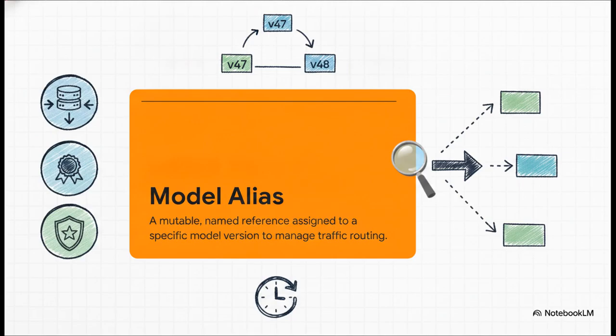Imagine hard-coding model version 47 into your app. You'd need a massive code update every single time you deploy. Instead, you just tell your app to route traffic to an alias, like @champion. When version 48 proves it's better, you just repoint that @champion tag to the new version. Boom! It's a seamless, absolute zero downtime handoff.